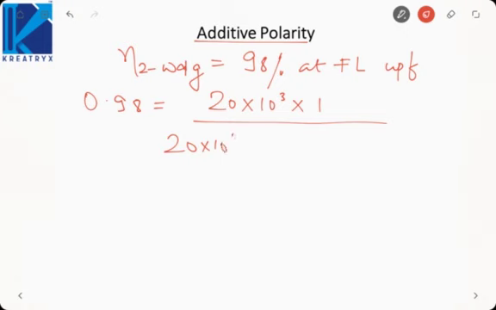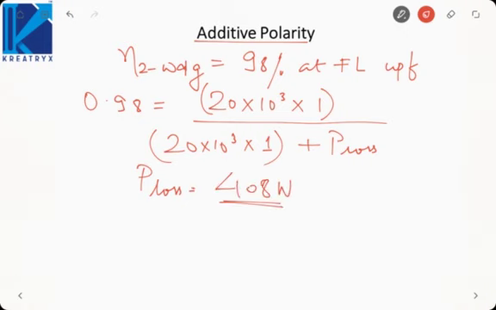20 into 10 raised to the power 3 into 1. Here what I have done is I have converted into real power using S cos phi. S is the KVA rating. Cos phi is 1 because it is given at unity power factor. Plus losses. So here we can calculate the losses. The losses will come out to be 408 watt. Now as I told you, consider the losses as constant whenever we are making an auto transformer out of a 2 winding transformer.